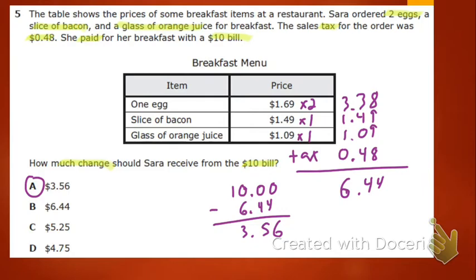But anyways, here, remember, she ordered 2 eggs, which if each egg is $1.69 times 2 is a total of $3.38. She had 1 slice of bacon, 1 glass of OJ, and don't forget the tax, ladies and gentlemen, because every answer here has a way of reaching that answer. So just please make sure that you guys highlight and use a lot of strategies, please. Take your time as well. So here should be $3.56.